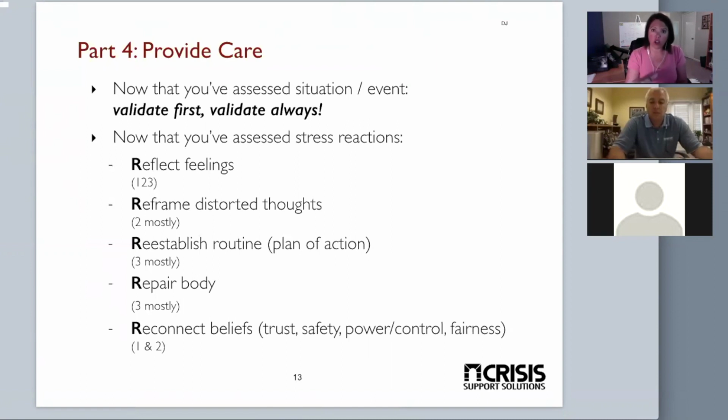You'll notice they all start with R. Hopefully, and this is on your sheet as well, on panel 3 as your quick guide. They all start with R as a way to help you remember these things as you go through. So reflect feelings. That's good for any occasion.